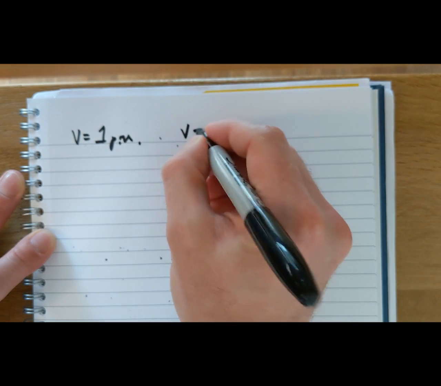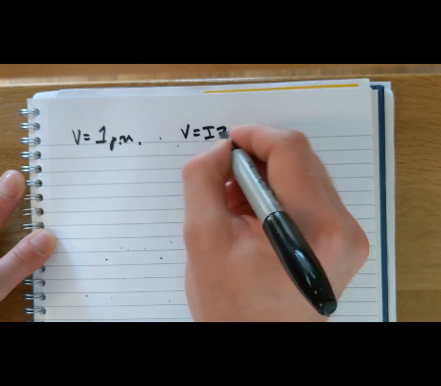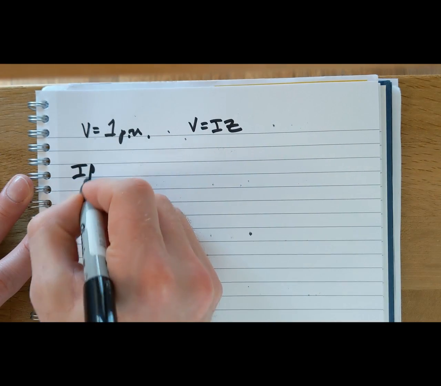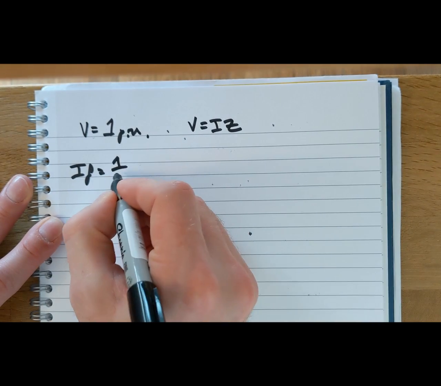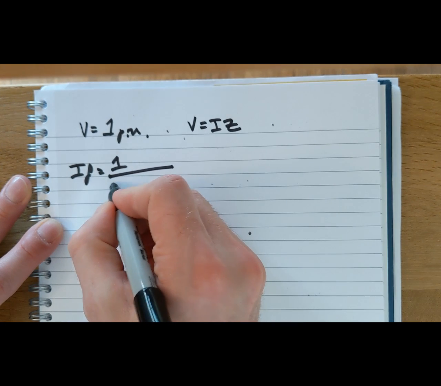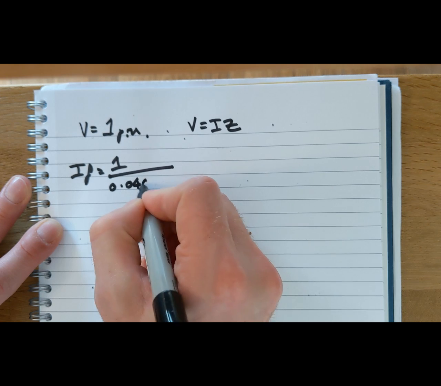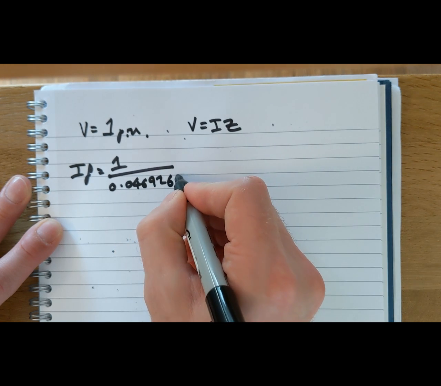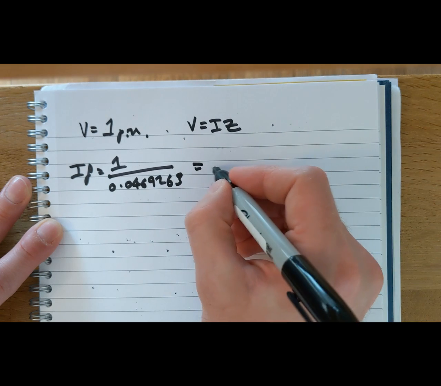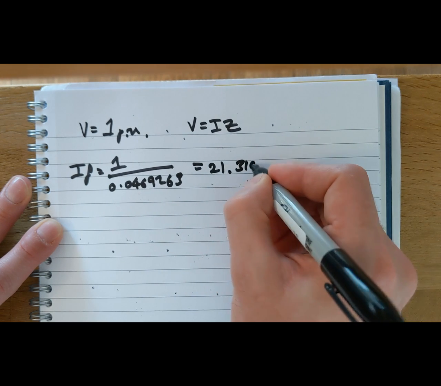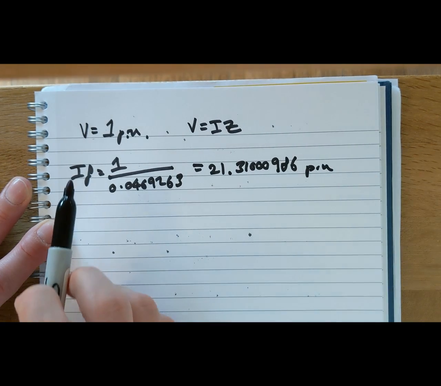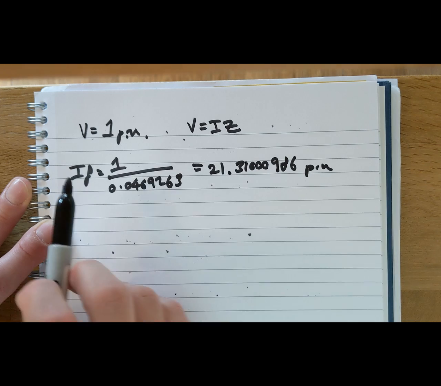And if we just use the basic voltage is current times impedance, our fault current in per unit is 1 over our total impedance, which was 0.0469263, etc. And 1 over that comes to 21.31000986 per unit. And that's the fault current in per unit through the entire system.